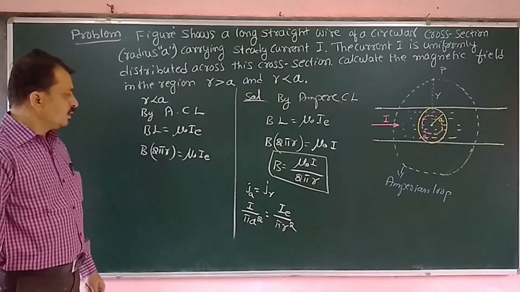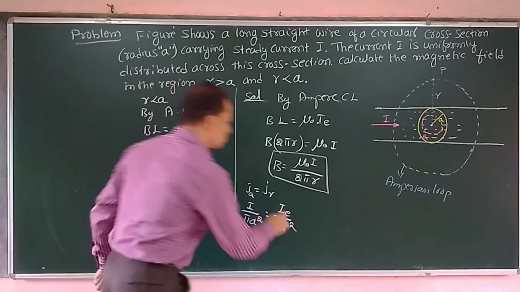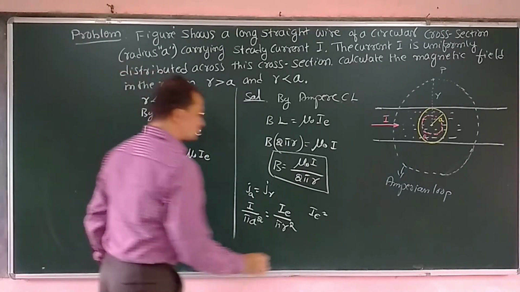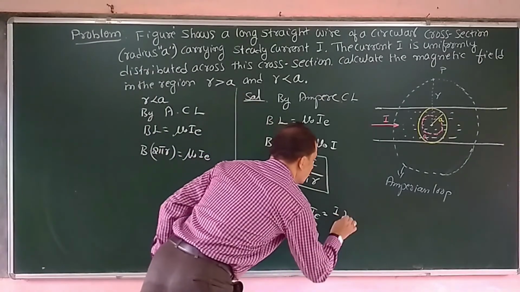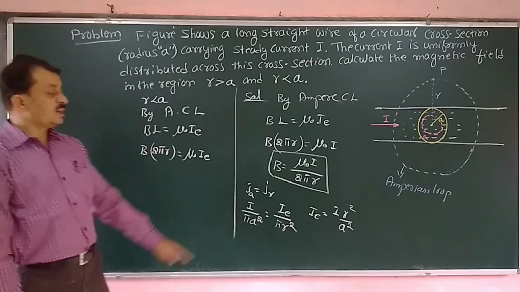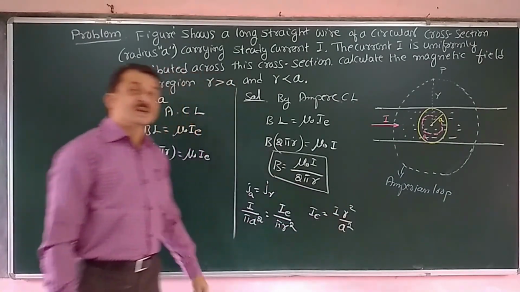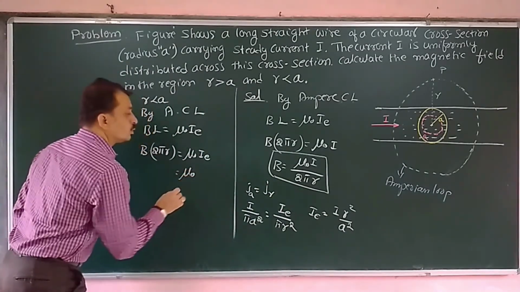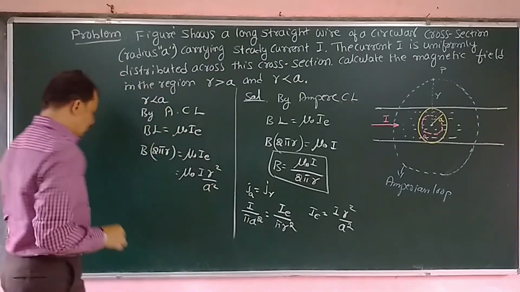Okay. Now what is the expression for I? From this relation, what is the expression for I_e? Note play, cross multiply ಮಾಡ್ಕೊಡ್ರಿ. Therefore, I_e is equal to I into r square by A square. Therefore, current enclosed is not the total current I, it is I into r square by A square ಆಗಿರ್ತಾನೆ. That we have to substitute here. Therefore, it is equal to mu naught into I into r square by A square.